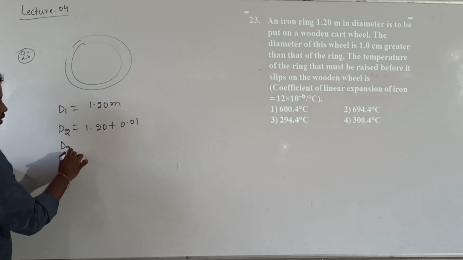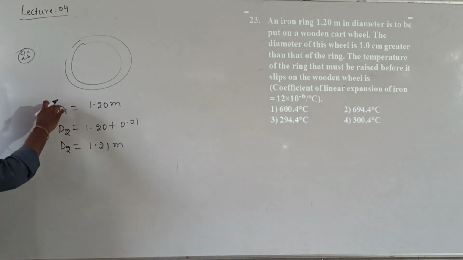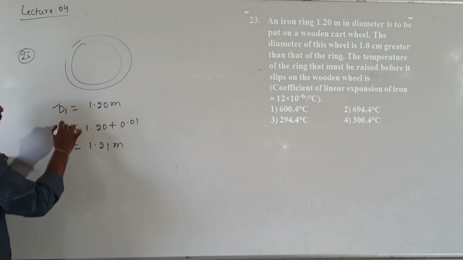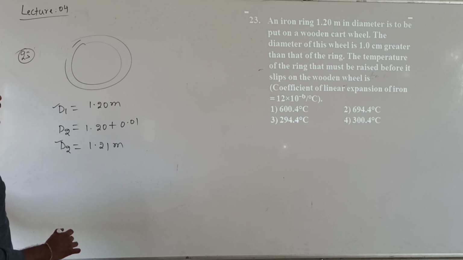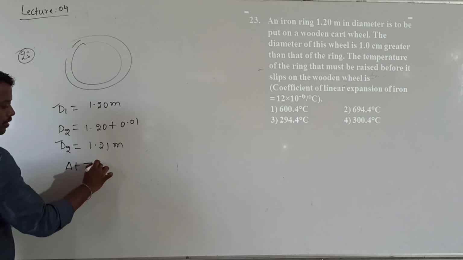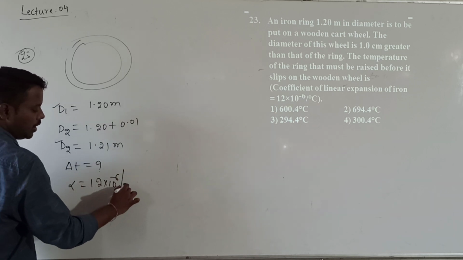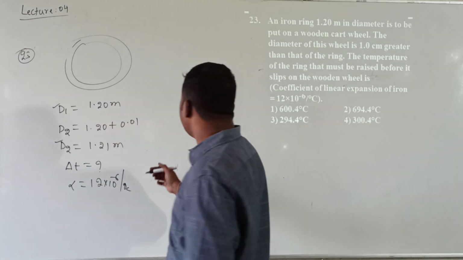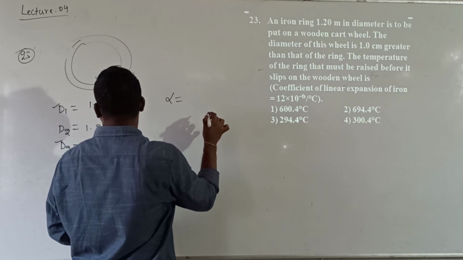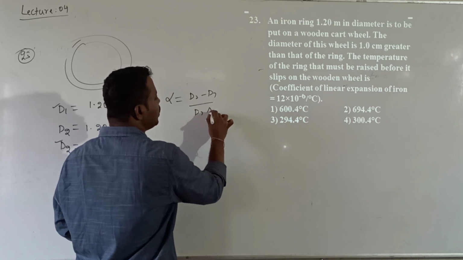So what is the final diameter? It is 1.21 meters. This is the final diameter. The initial diameter is this much, the final diameter is this much. What are they asking us to calculate? The temperature by which the ring must be raised. I want to calculate the delta T value. And alpha is given as 12 into 10 power minus 6. Question understood? In order to expand the ring, how much should the temperature be raised? What is the formula for alpha? Alpha is equal to D2 minus D1 divided by D1 into delta T.